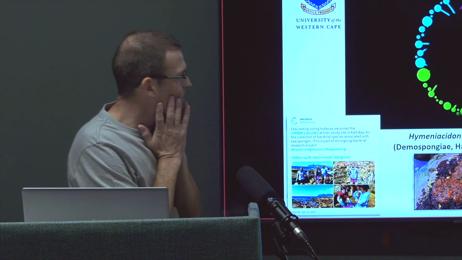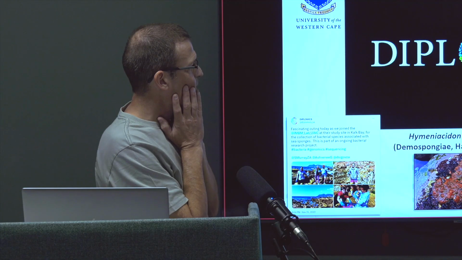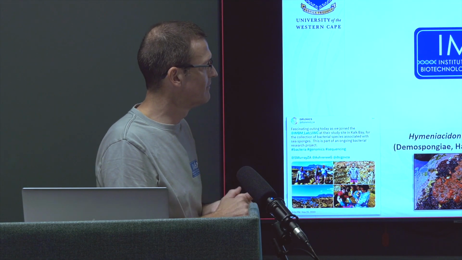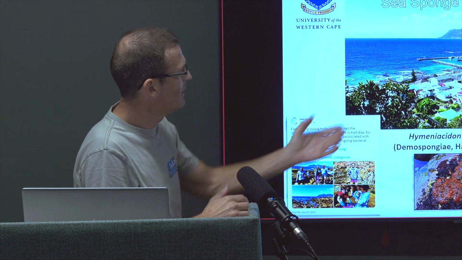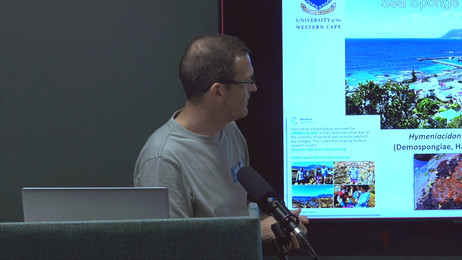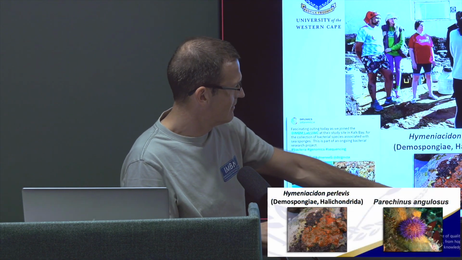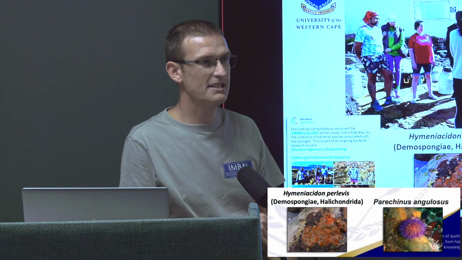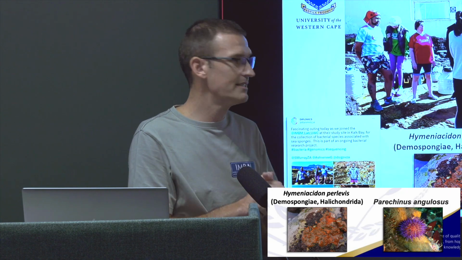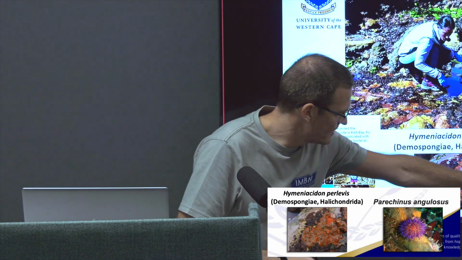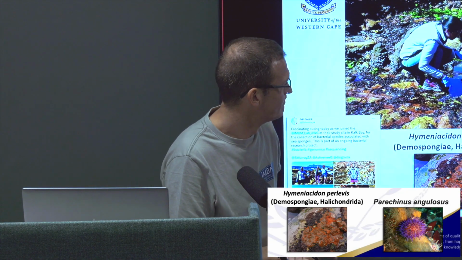Cool. So in 2023, we got some money from Diplomix. They've been fantastic partners over the last 3 years. And we went to Kalk Bay. Many of you would be familiar. The idea was to go and sample this guy, one of the sea sponges that you find growing in the intertidal zone there, as well as this urchin.